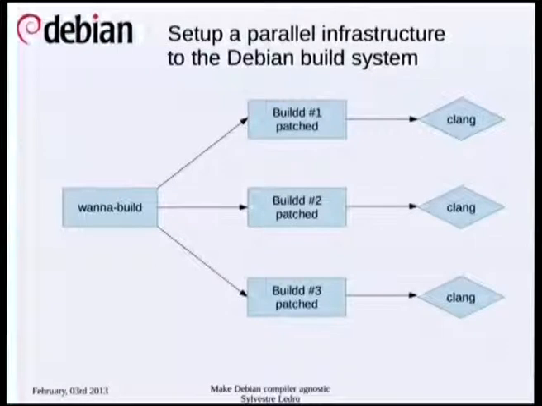So we set up a parallel infrastructure to build the Debian packages. That means it is not an official Debian service. It's something parallel that we are using on various computers. So we have the WannaBuild server, which will provide new builds to be done by the build services. And instead of using GCC, we are using Clang here.